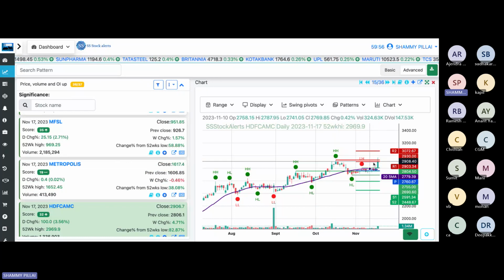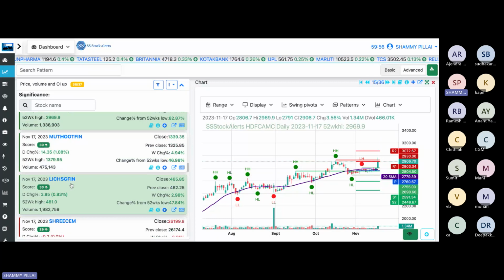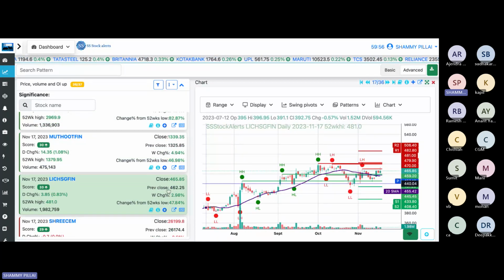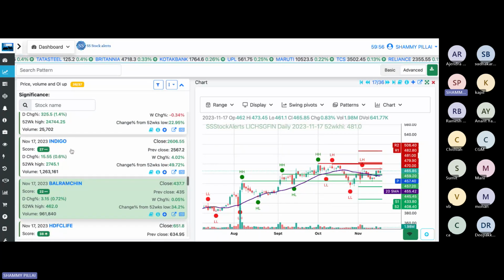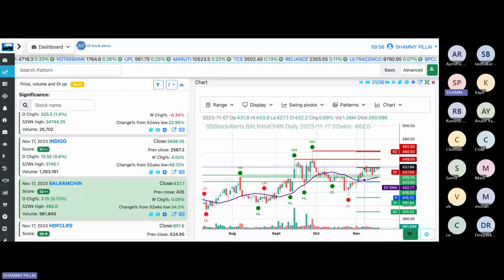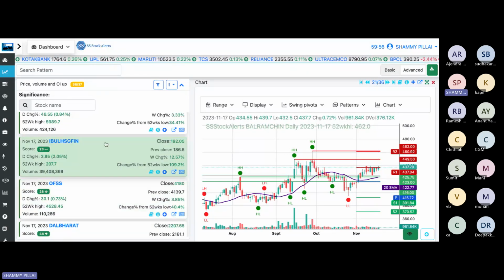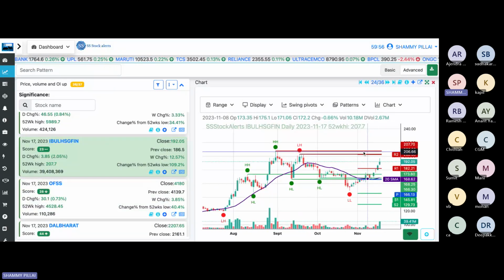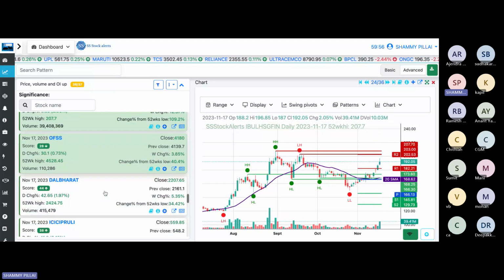HDFC AMC, upward trajectory, consolidation. LIC Housing, upward trajectory, consolidation. Indigo, watch out for Indigo next week. Huge volume breakouts can happen. Balrampur Chini, upward trajectory, consolidating on top. IBull Housing, upward trajectory, it can give a great, immediate move.